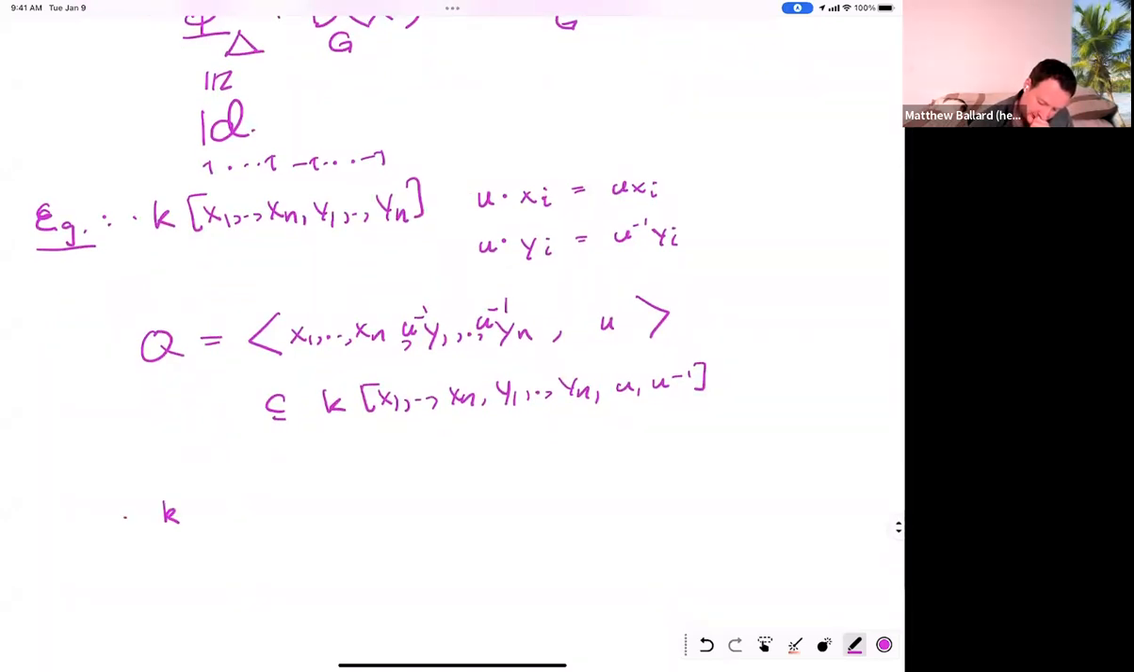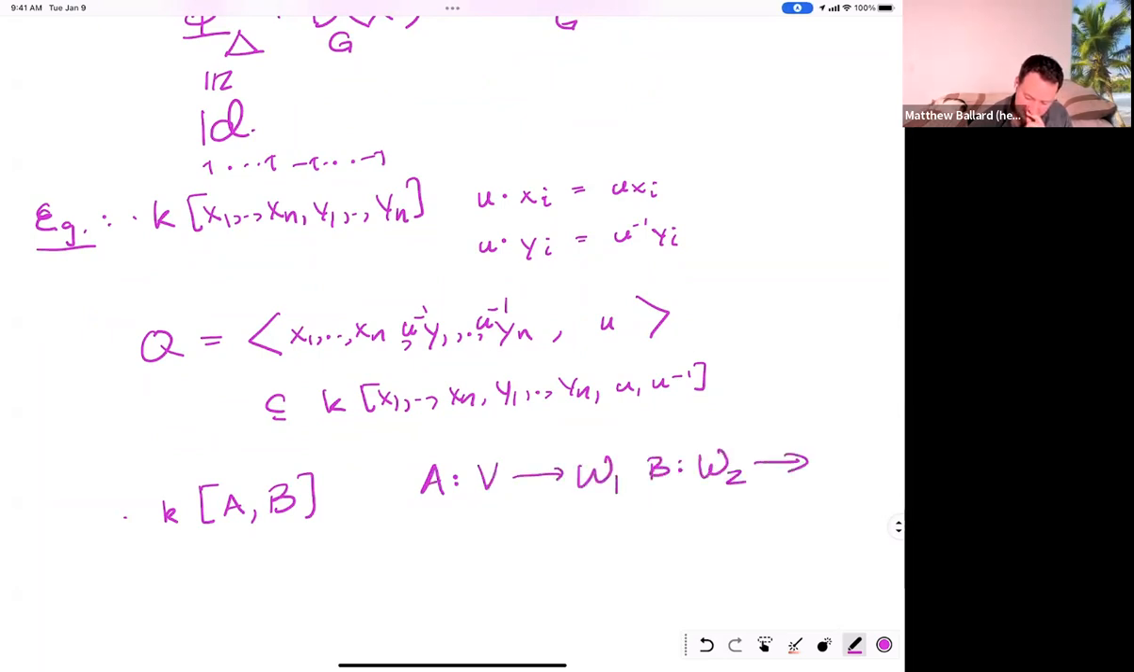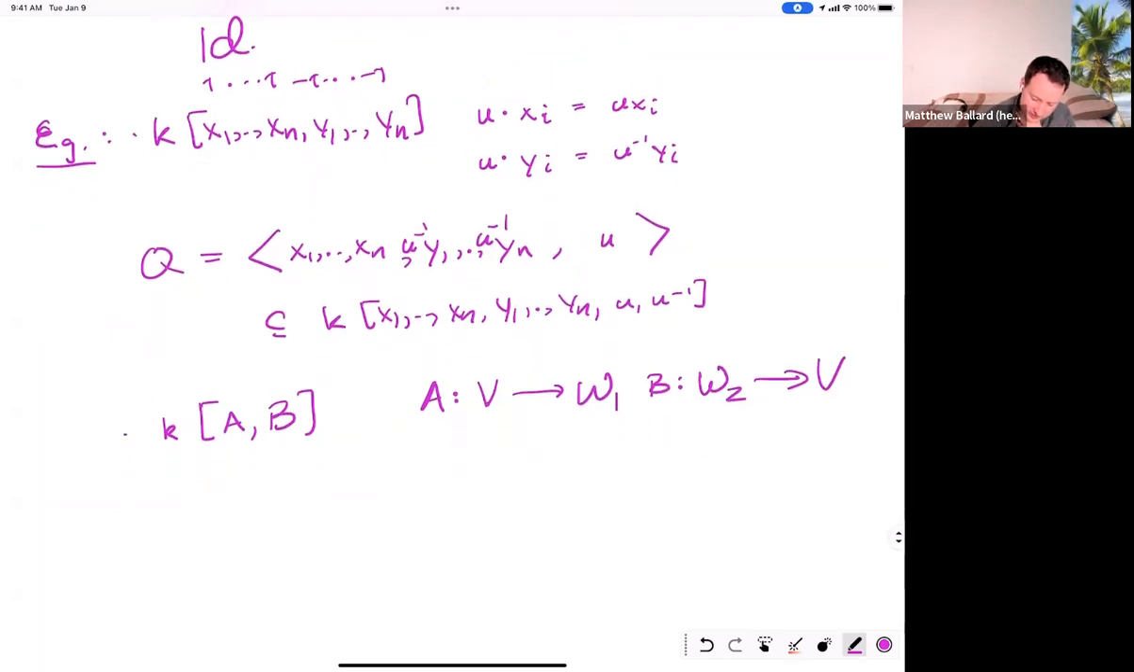Right, and if I take, again we have, maybe here I provide different vector spaces, but we have some generic linear maps from V to W1 and W2 to V. And then you let A carry this action, and you let B carry this action.